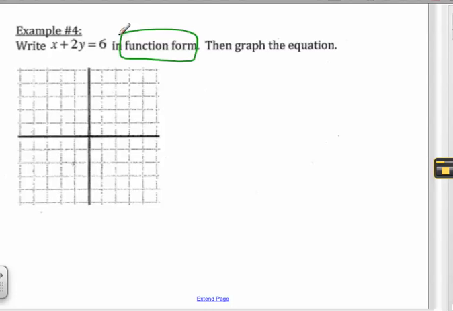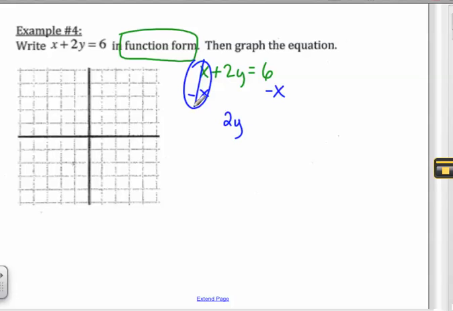What that means is get y by itself. Get y by itself, always, in function form. So what's the first thing that I have to do with this equation in order to get y by itself? Fritz? I need to get rid of the x. How do I get rid of this x? I'm going to subtract it from both sides. And that's going to leave me with 2y on the left side, right? Because these two things just cancel.